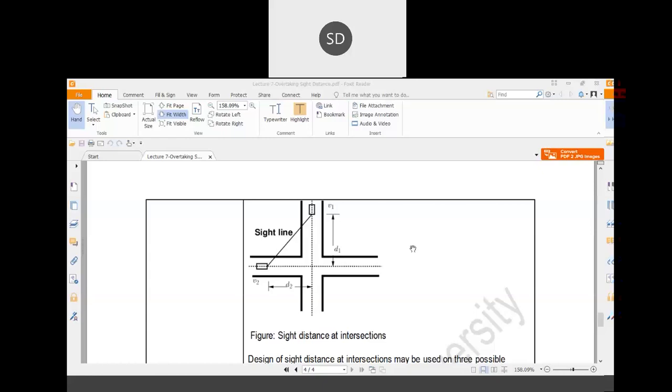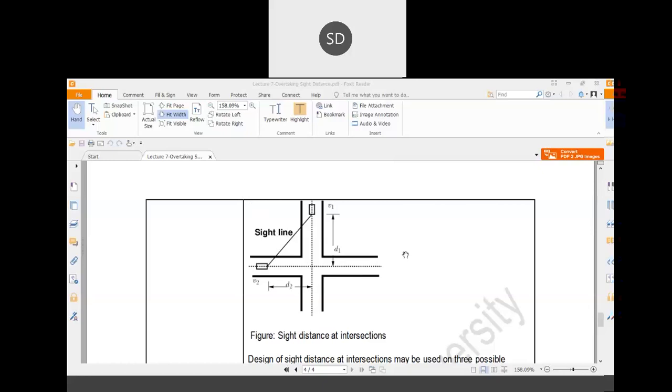Then sight distance at an intersection. The intermediate sight distance is two times the SSD, that is the stopping sight distance. That is your intermediate sight distance. The absolute sight distance is equivalent to the stopping sight distance. That's why we have not discussed these things.